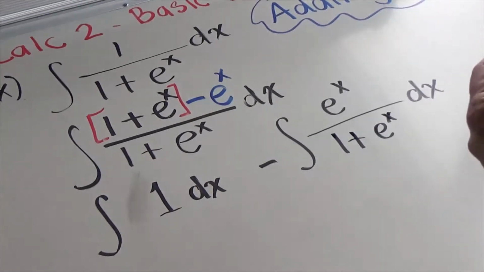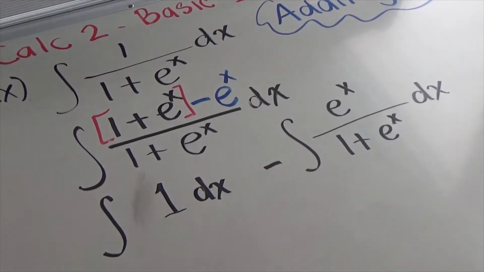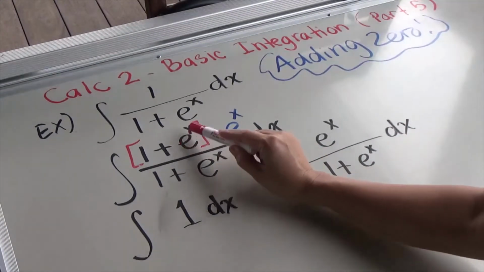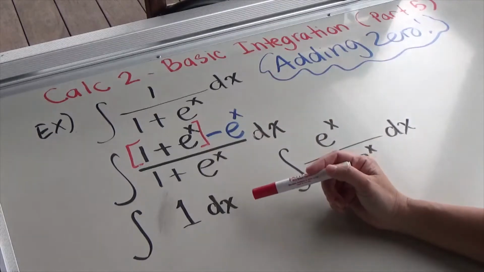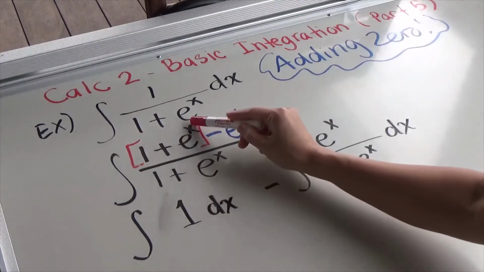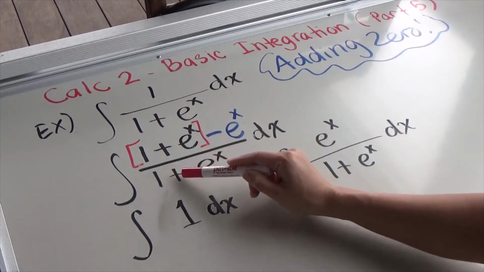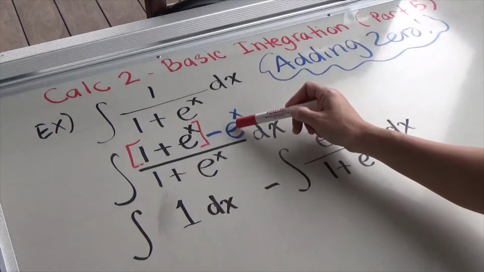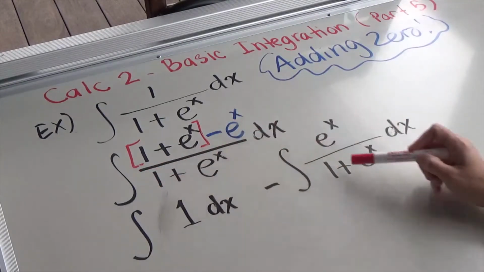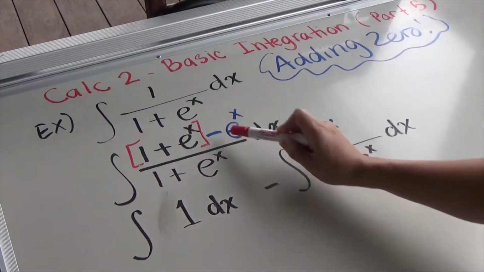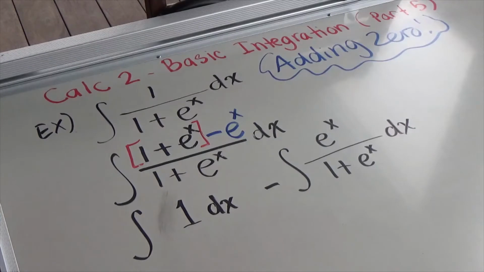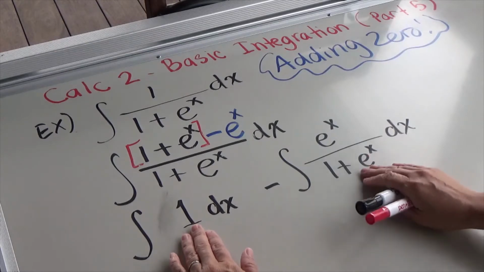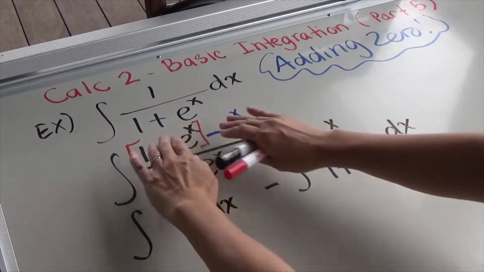Whoa, what just happened? That was almost like magic, right? So what did I do? I added 0. And what's my 0? Plus e to the x minus e to the x. That's 0, right? And then I take this part right here, rewrite it as 1 fraction over the same thing, which is 1. And then the second part of the fraction is e to the x over 1 plus e to the x, and that's the minus in between them, right? So if you think about redoing this, if I get a common denominator and I add these 2 fractions together, this is what I have.